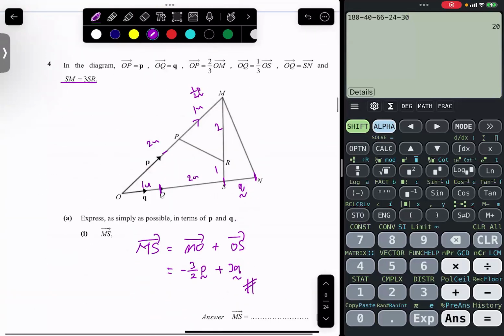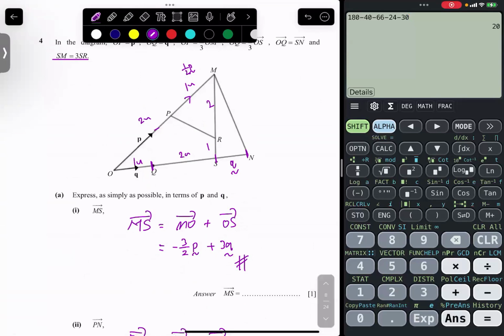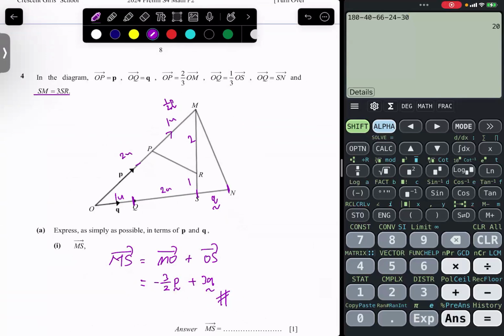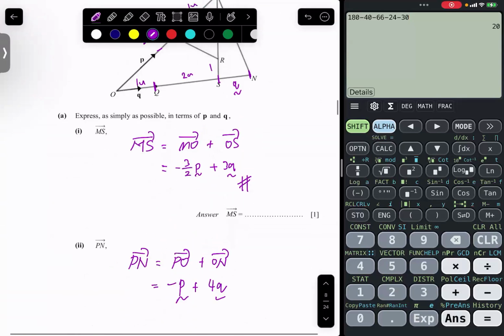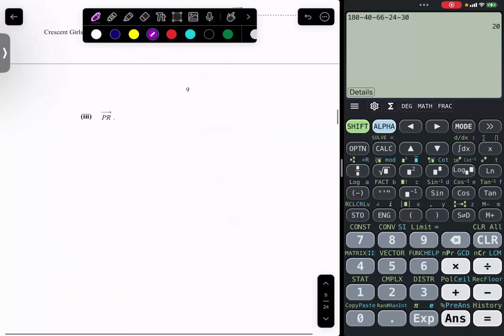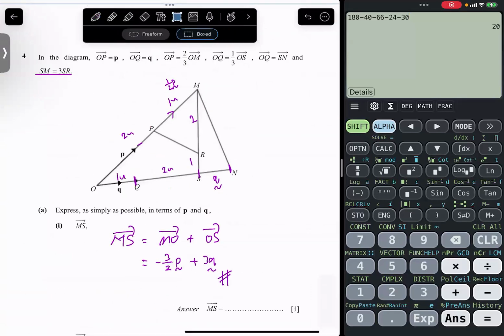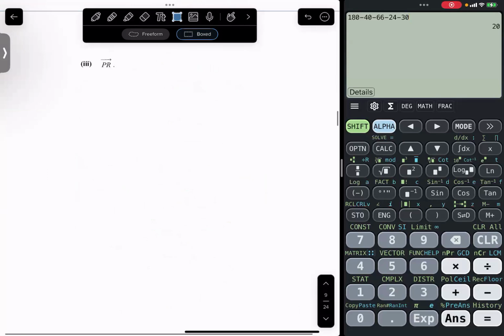PR. So how to get PR? What I will do is this. Sorry, let me just do a little bit of cheat, which sadly you all can't do in the exam, because I just want to keep flipping here and there.